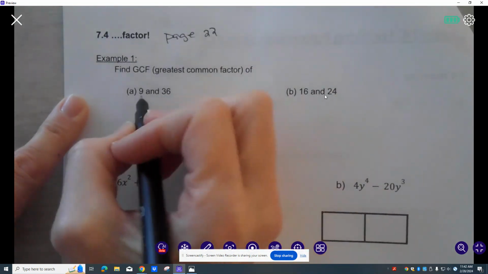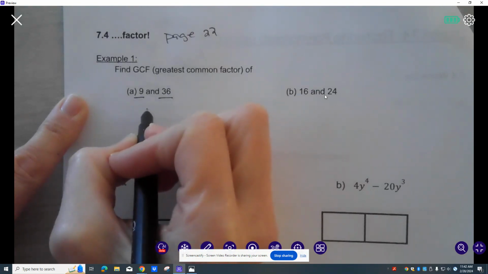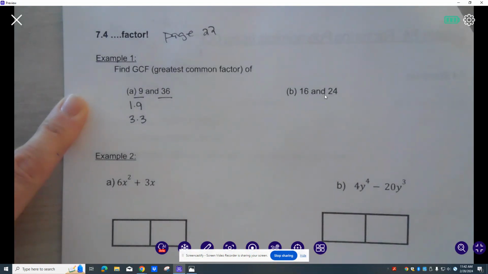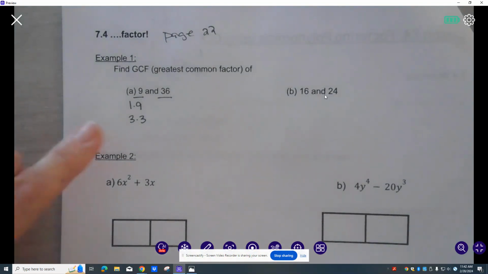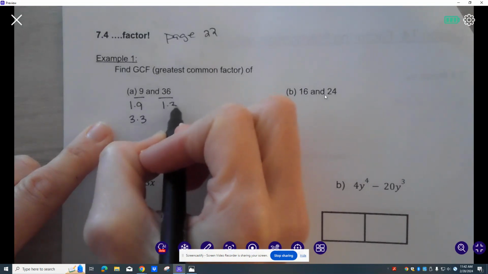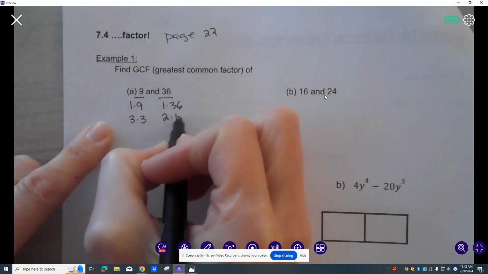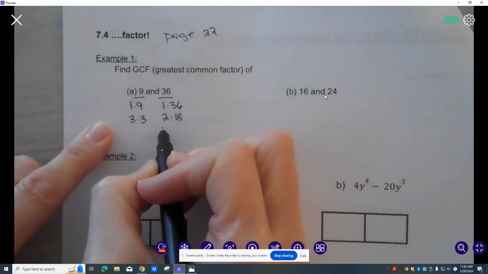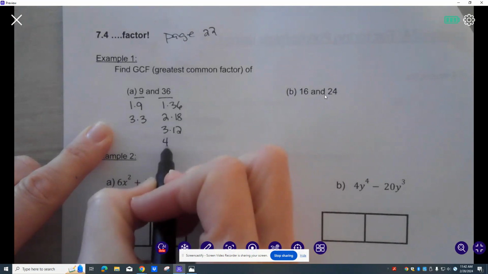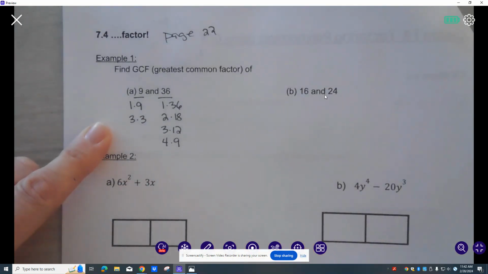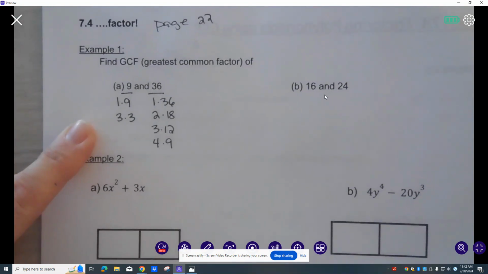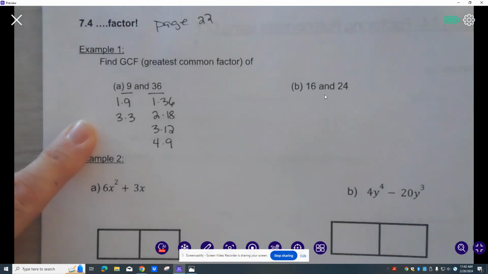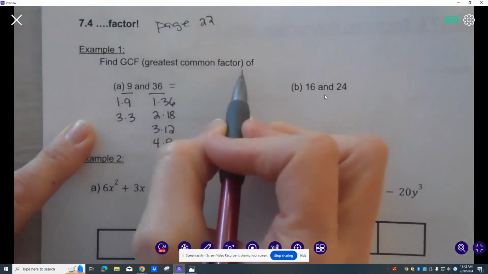But if we're finding the greatest common factor of 9 and 36, the first step is to list all the factors of 9 and all the factors of 36. To find these factors, you can use your calculator, you can use a multiplication chart, whatever you need to do. But for these examples and for this video, you can just copy those down. Those are the factors, all the numbers that multiply to give you 36, all the numbers that multiply to give you 9. Now we want to find the greatest common factor.